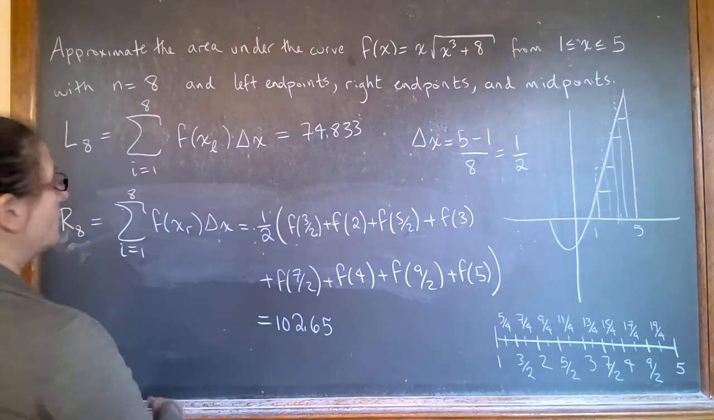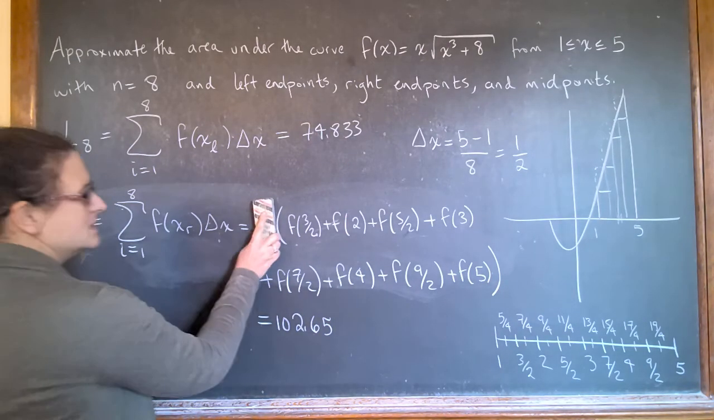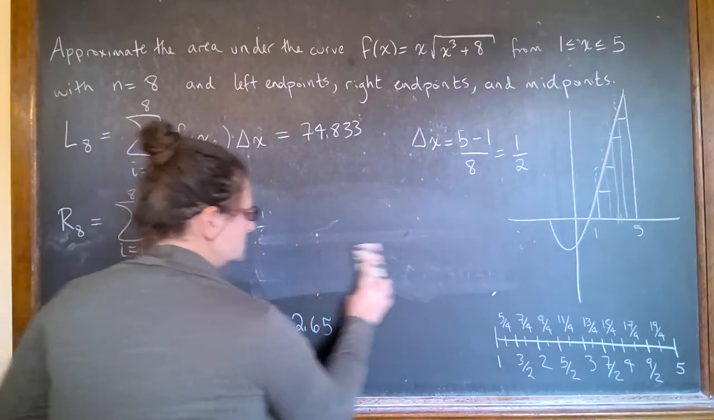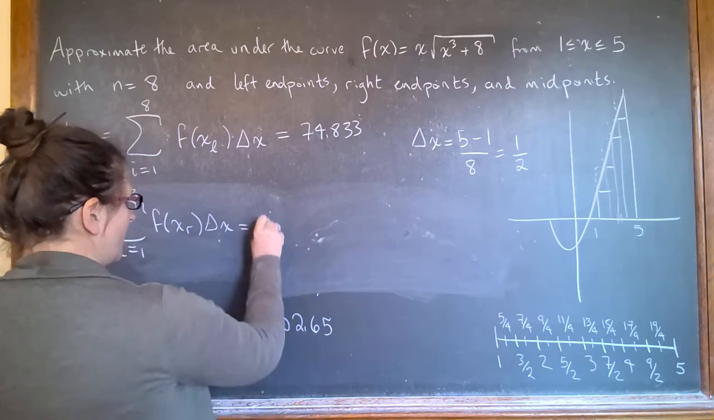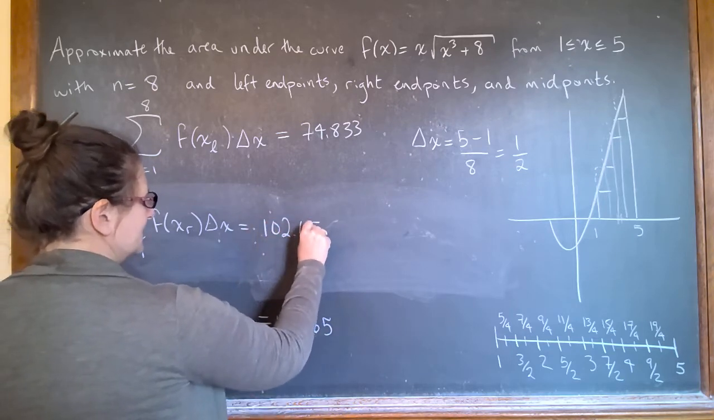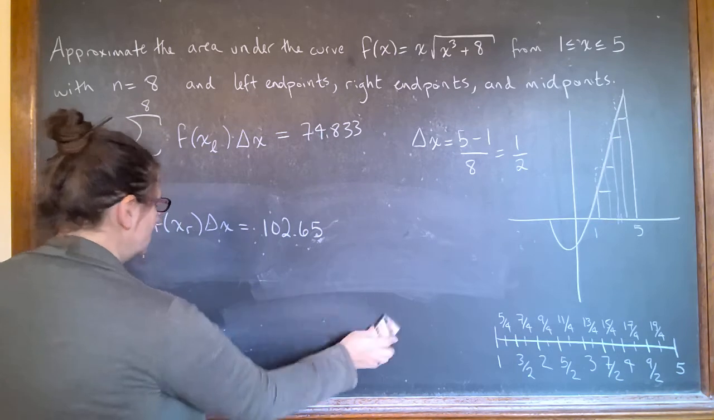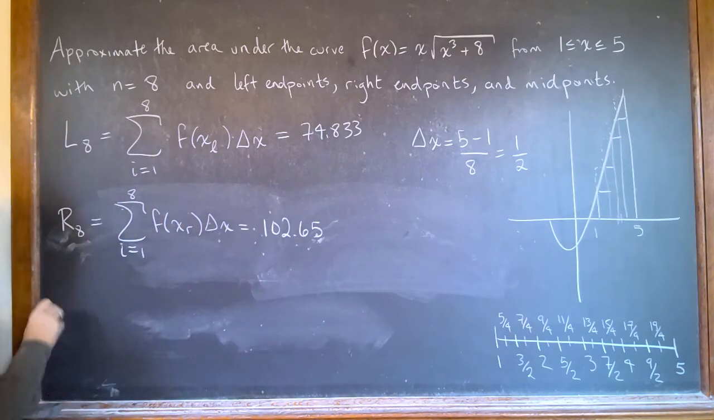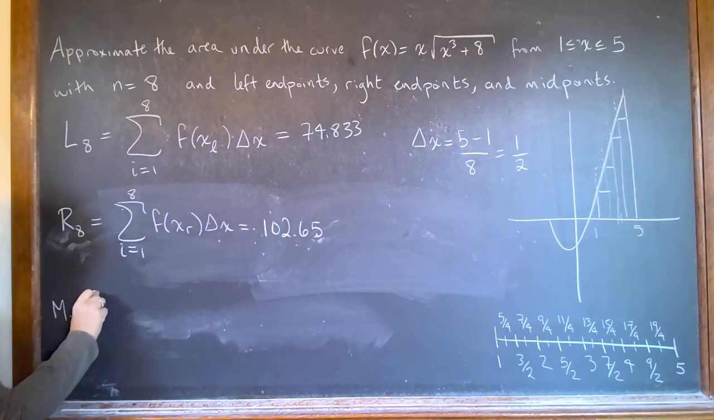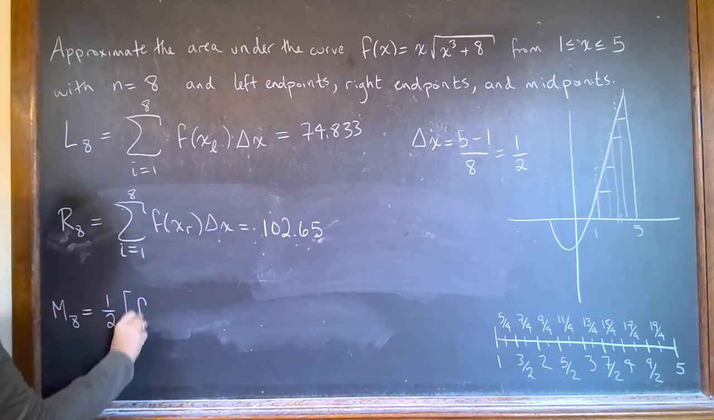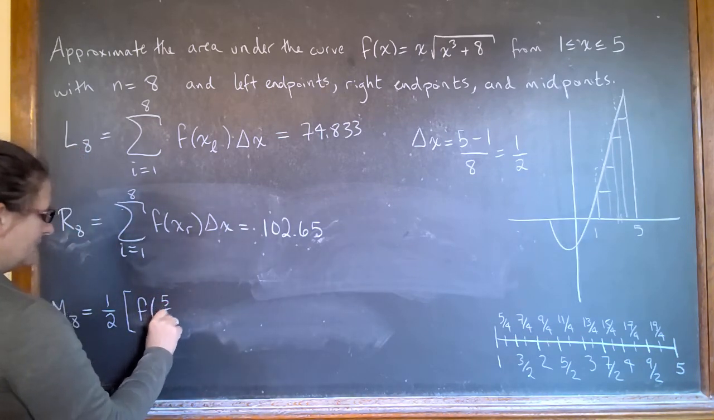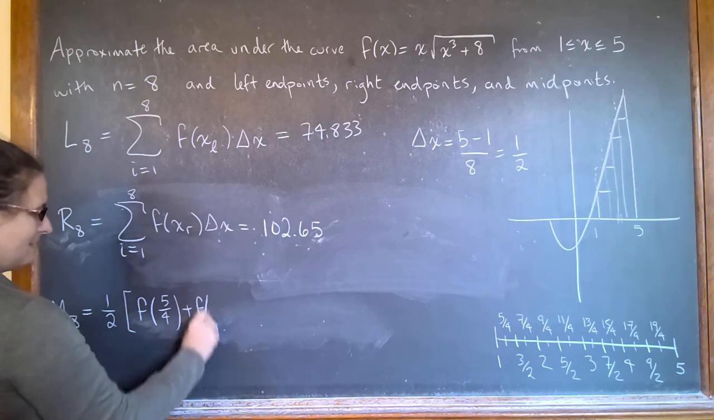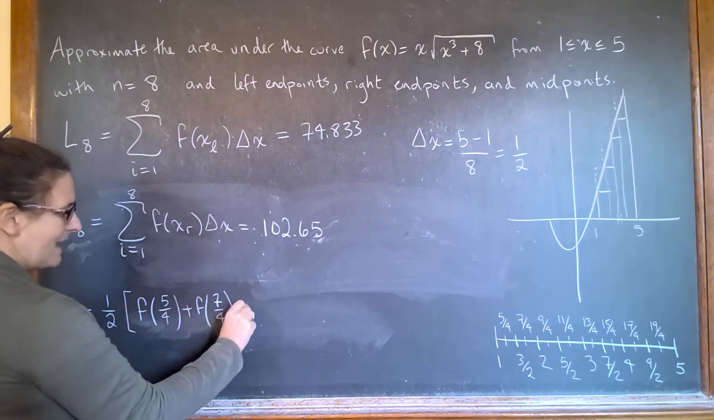So if I'm going to go through here, let me do this. My right endpoint gave me the number 102.65. And then if I'm going to do my midpoint, it's the same deal. It's going to look just like this, but I'm going to evaluate it at each midpoint of each interval. So my first is going to be 5/4, my next is going to be 7/4, etc.